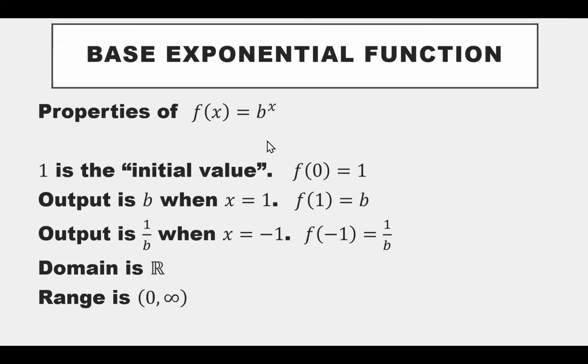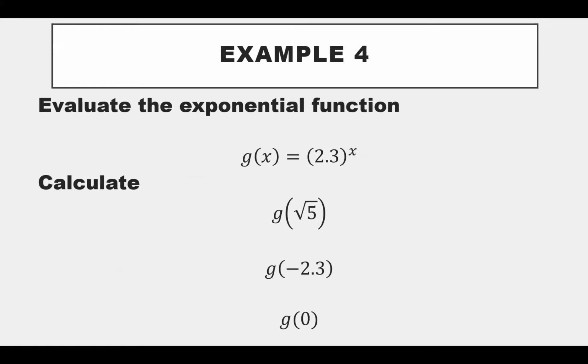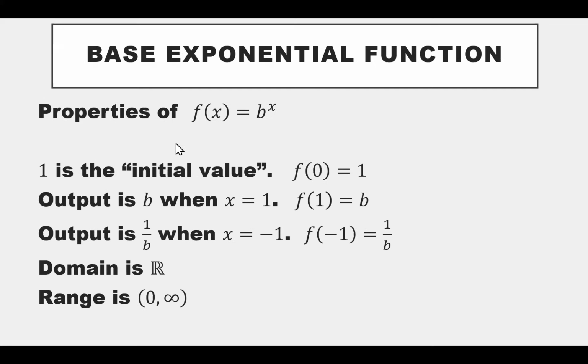Anytime we have an exponential function, we can actually start with the base exponential function. So just our basic f of x equals a base to the exponent of x, like we had in our previous problem, where we had a base of 2.3 raised to the power of x. Well, our base exponential function is going to have some nice properties. We say that 1 is the initial value of that function. Initial value means that when we plug in 0, we get 1.